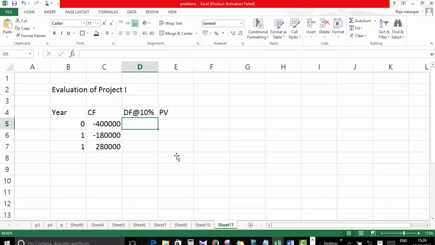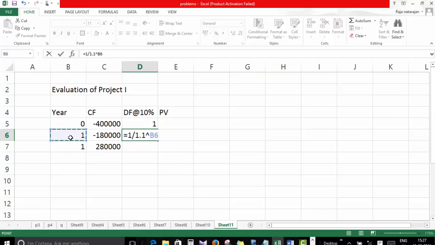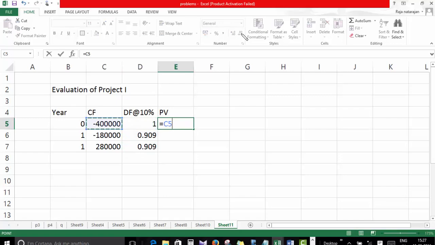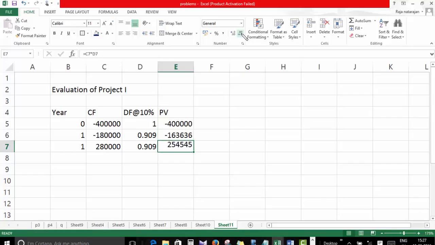Then the discount factor at 10% for year 0 is going to be 1. For year 1 it is nothing but 1 divided by 1.1 to the power of the period, which is 1. Okay, so we'll get 0.909. Let me keep it at 3 decimals. And again it is year 1 only, so I'll just copy paste. So now let me multiply this cash flow into the discount factor.